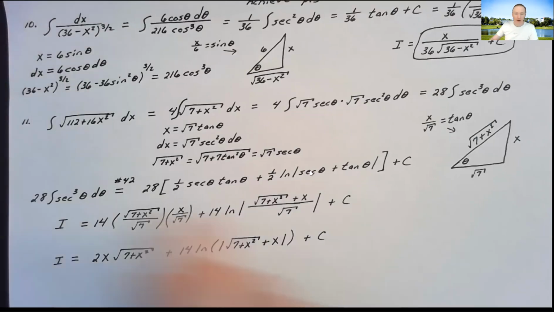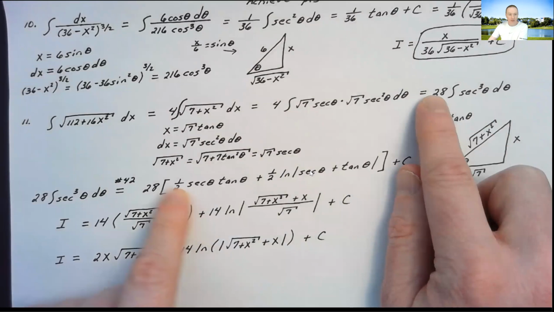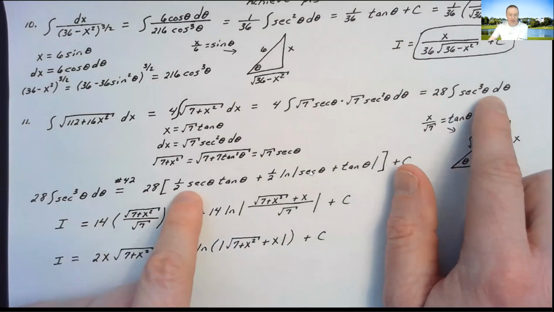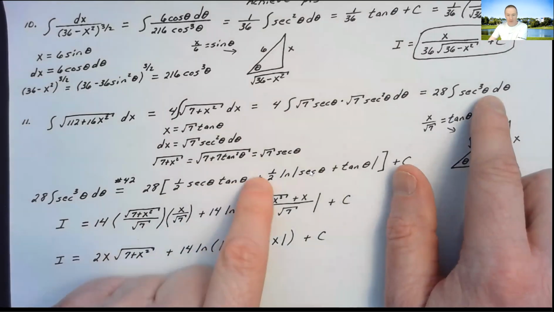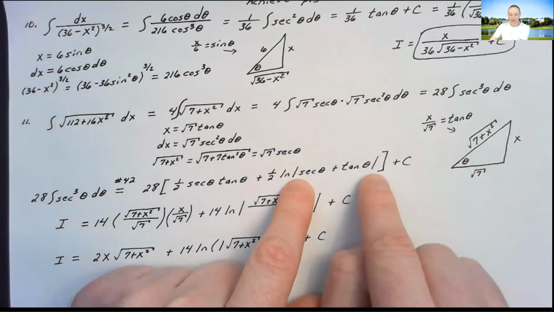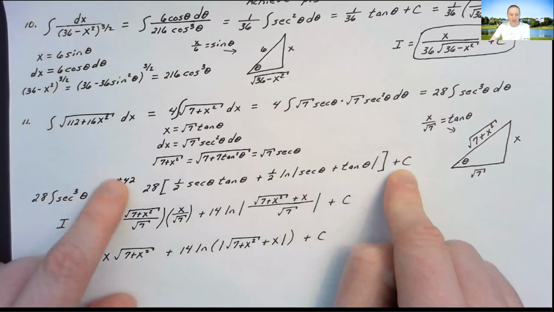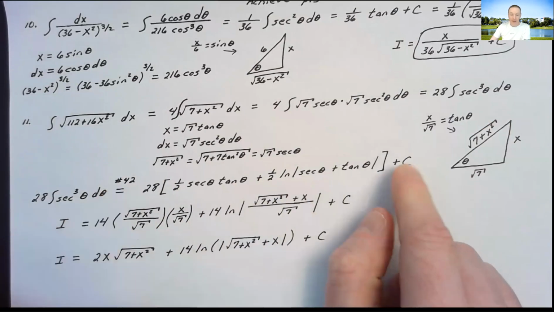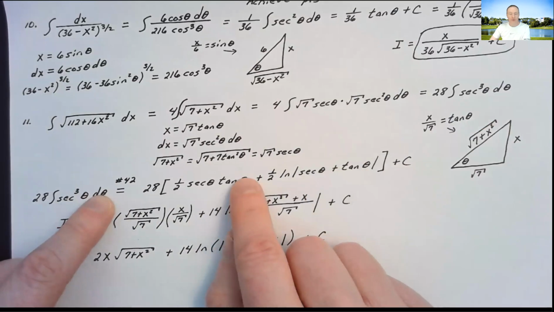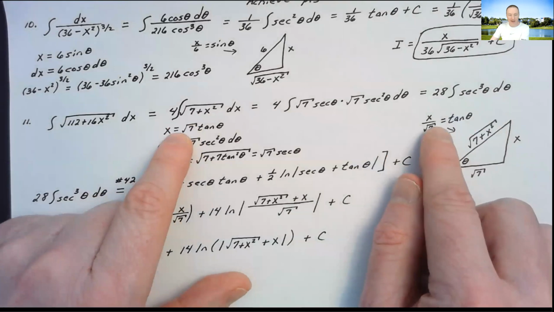Whenever I'm applying that formula to this problem, you'll see I did it right here. The 28 times secant cubed theta is 28 times 1/2 secant theta tangent theta plus 1/2 natural log of the absolute value of secant theta plus tangent theta, plus your constant of integration. That's just directly from our table of integrals. Now this would be the answer if I wanted an answer in terms of theta. We don't. So now we use our substitution to help us put it back into terms of x.